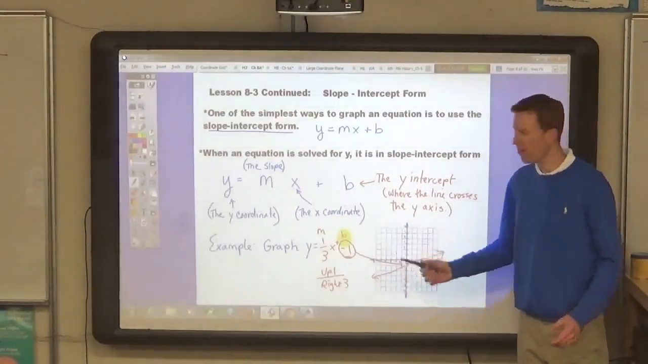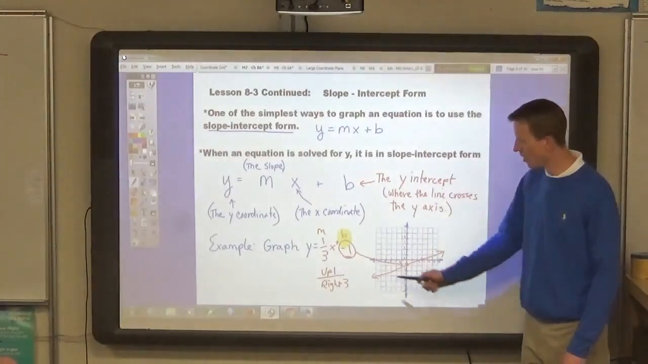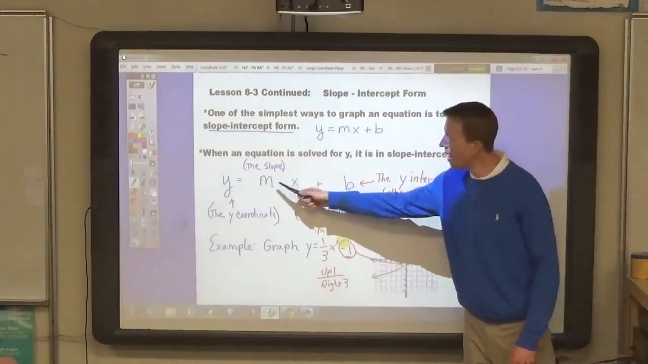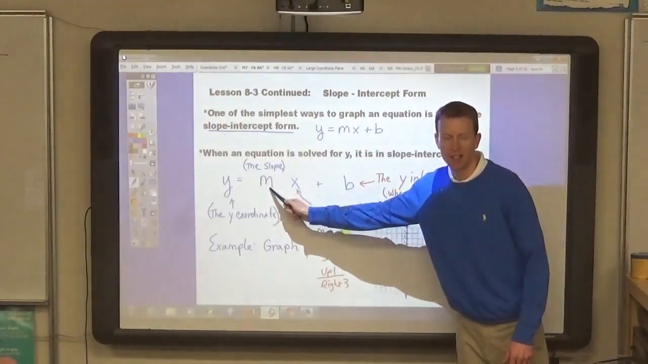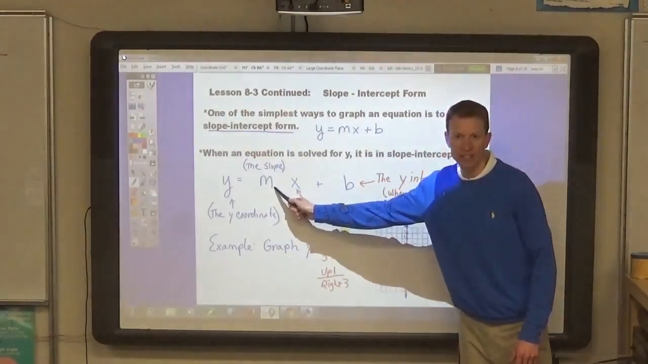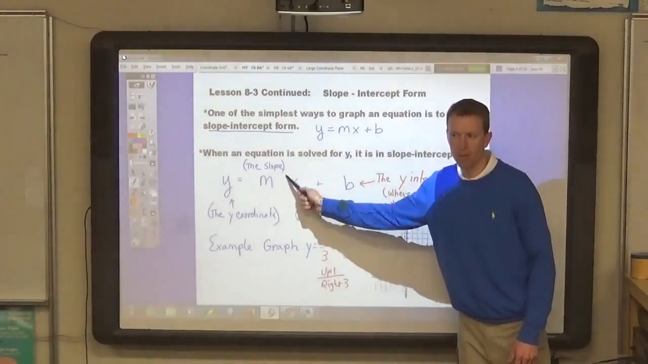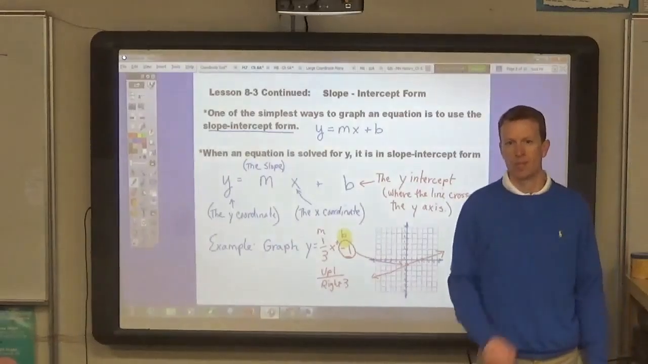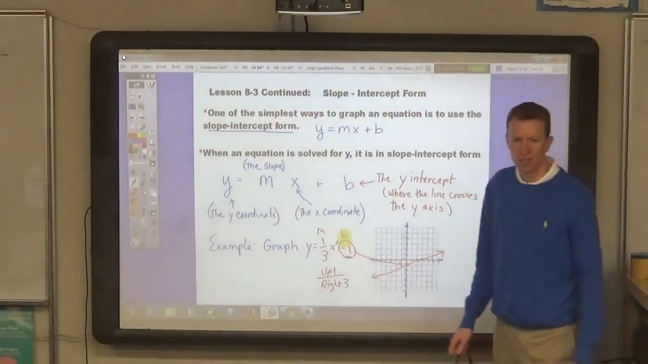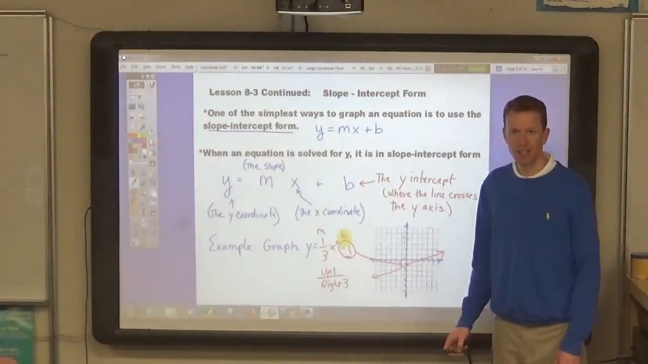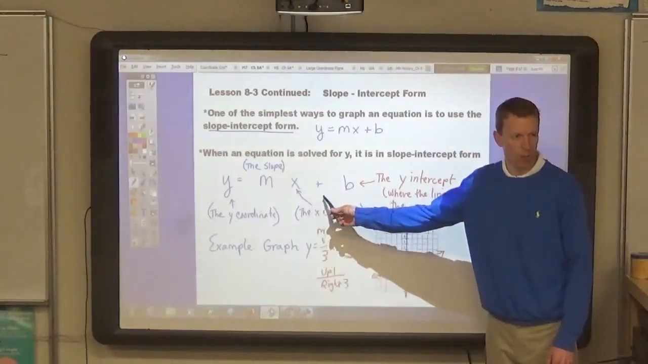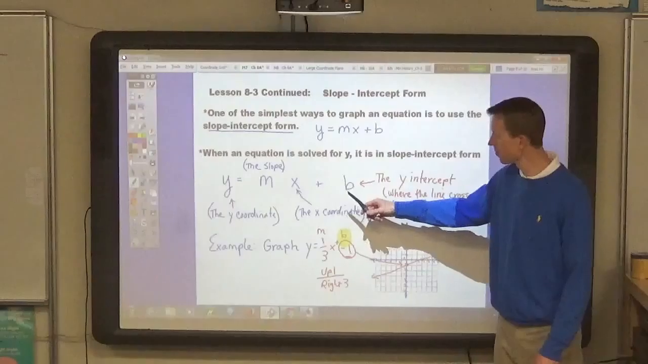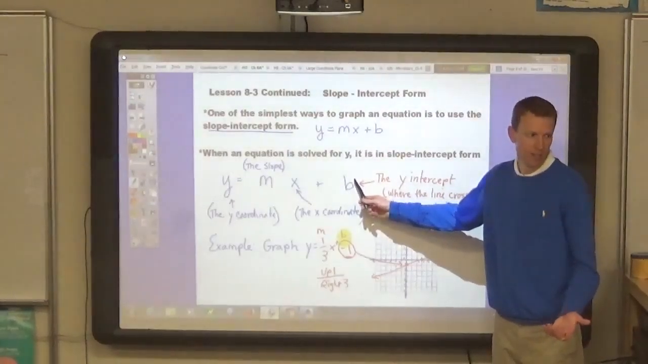Okay? The y-intercept is anywhere where the line that we're talking about crosses the y-axis, or intercepts the y-axis. That's why it's called the y-intercept. Okay? And it's the number in this equation that is not the coefficient of x. What is the coefficient of x? What part of the equation is the coefficient of x? That's the slope. Whatever the coefficient of x in this equation is the slope. That's m. Okay? B is the other number.